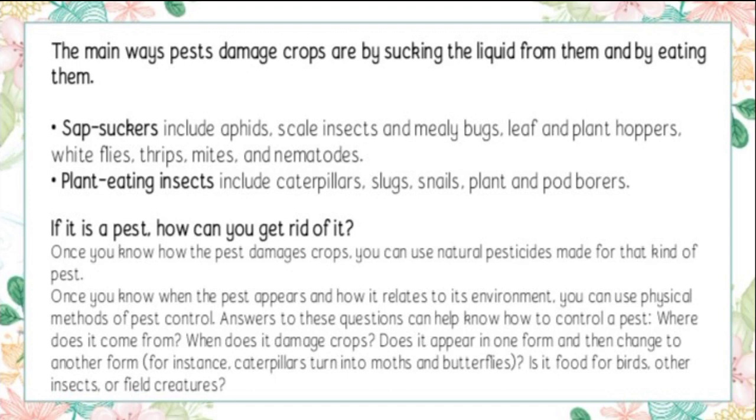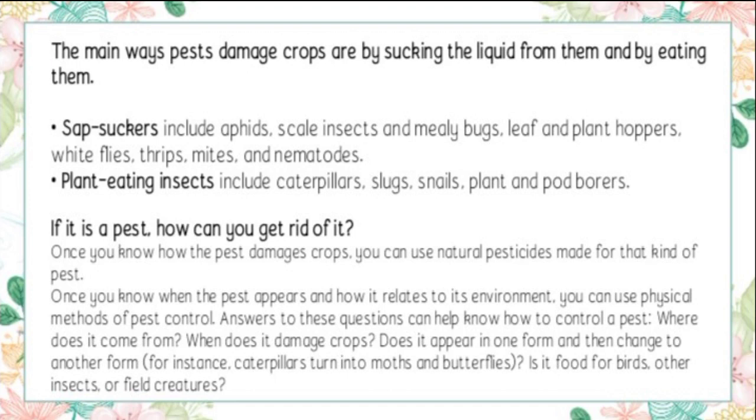If it is a pest, how can you get rid of it? The answers to these questions can help you know how to control a pest. Where does it come from? When does it damage crops? Does it appear in one form and then change to another form? Is it food for birds, other insects, or field creatures?